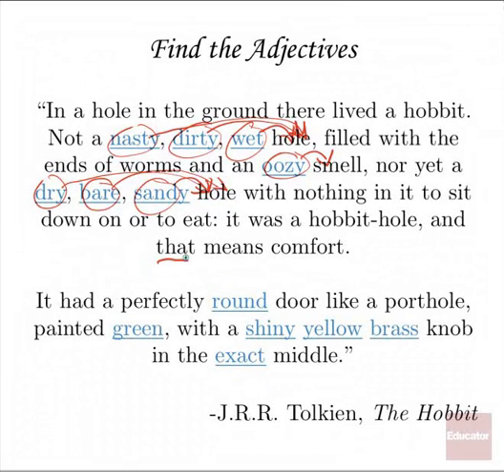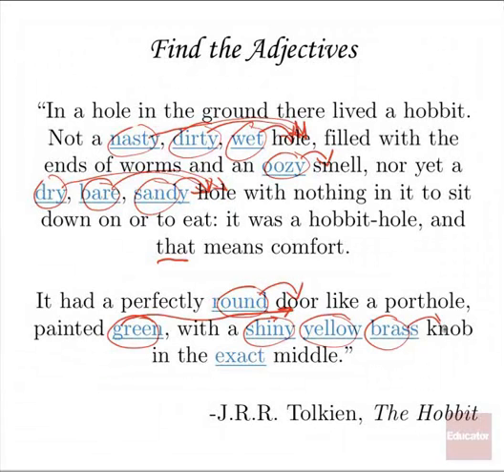That means comfort. It had a perfectly round door. What kind of door? A round door, like a porthole. Painted green. In this case, linking verb. Painted is the linking verb, and green goes back to door. With a shiny, yellow, brass knob. Once again, stacked up adjectives, all modifying one noun. A knob in the exact middle.